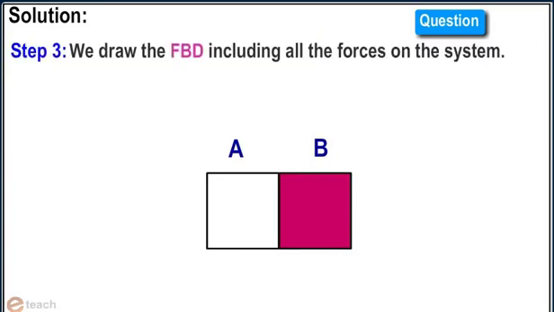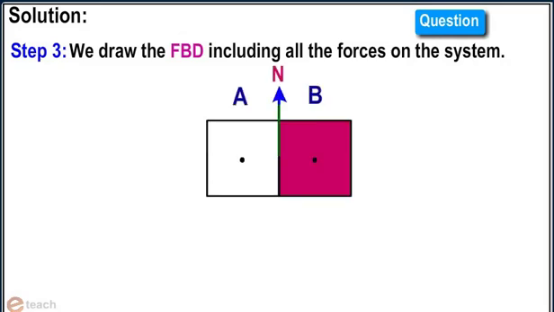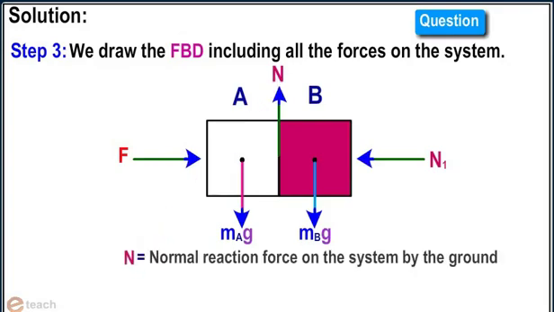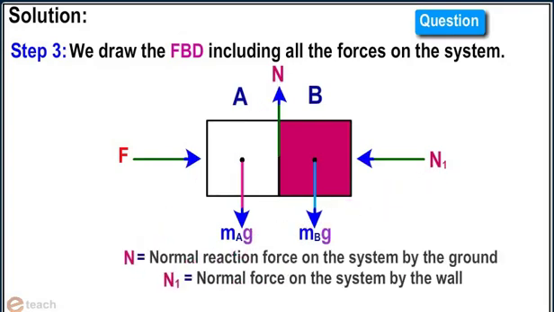Step 3. We draw the FBD including all the forces on the system. System A plus B includes force N1, that is normal force on the system by the wall, F, force applied on the system, MAG, that is gravitational force on A, MBG, that is gravitational force on B, N, that is normal reaction force on the system by the ground.